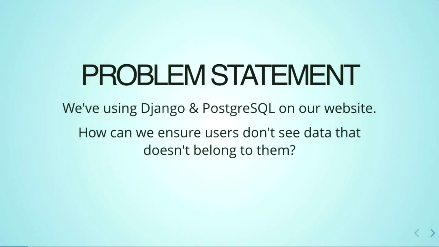Good afternoon, DjangoCon. So the focus of my talk today is going to be, we have decided to use Django and Postgres on our website. What can we do to ensure that data doesn't leak from one user to another user? And in particular, what can we do about developer mistakes so that developers don't make it possible for users to leak data between systems? Now, I'm going to be talking a lot about tenants and tenancies in this talk.